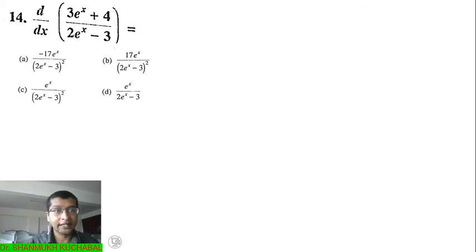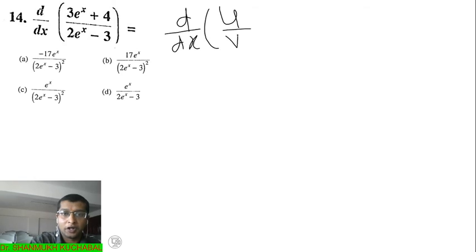Example number 14. d by dx of (3 e raised to x plus 4) divided by (2 e raised to x minus 3). If such types of functions are there, I told you we can use the quotient rule, that is u divided by v. We define d by dx of u by v: denominator as it is, numerator differentiation minus numerator as it is, denominator differentiation, whole divided by denominator square.